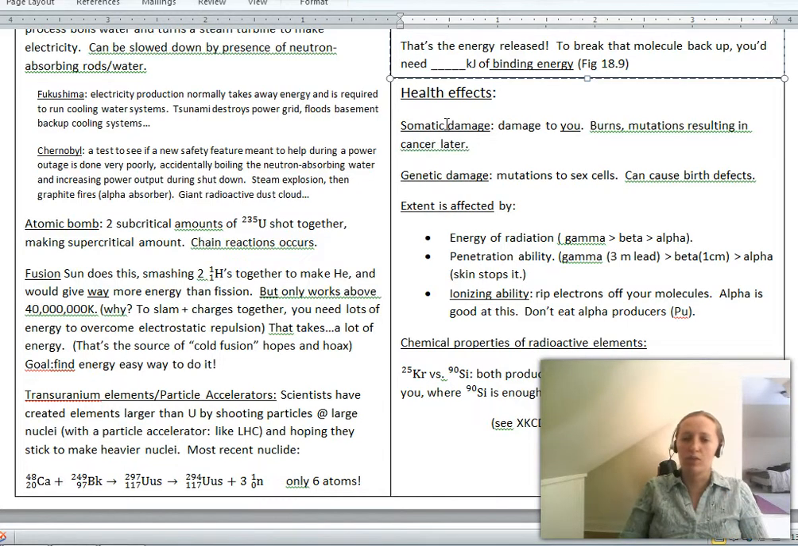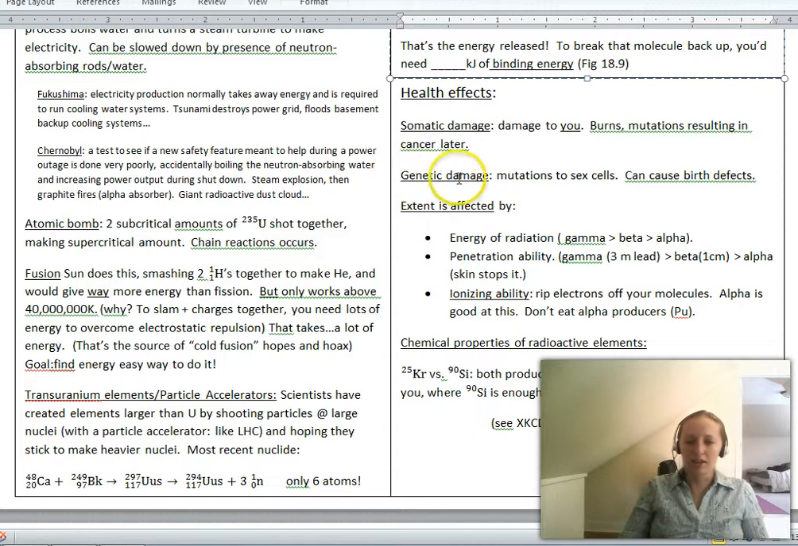You can end up with radiation burns, and you can end up with damage to your DNA that results in cancer-type stuff in you later. So that's somatic damage. That's only going to really happen if you're exposed to large levels of radiation all at once.